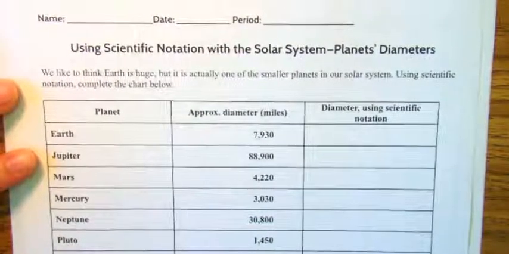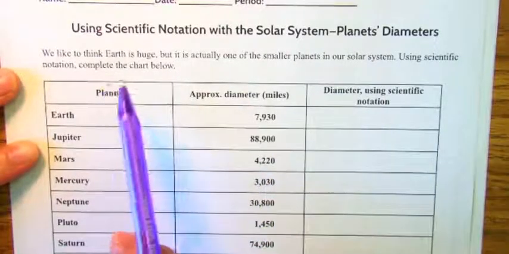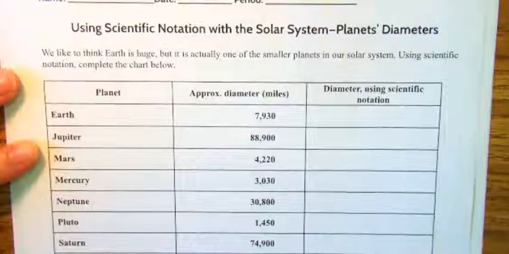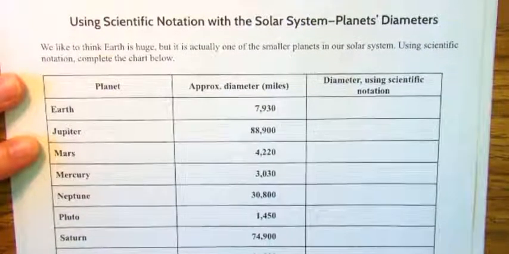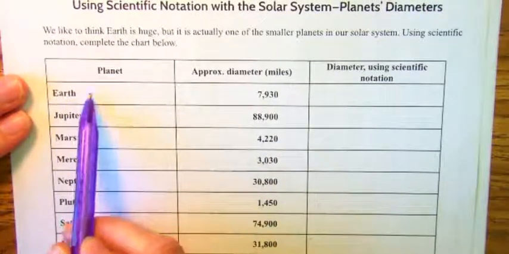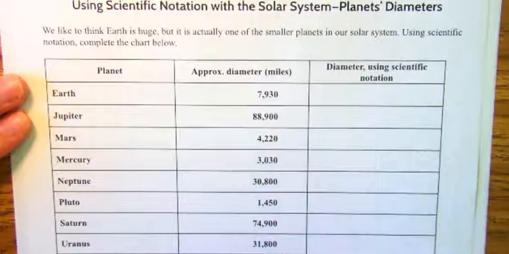Activity 5. This is the planets activity. What it's asking us to do, it says, we like to think Earth is huge, but it is actually one of the smaller planets in our solar system. Using scientific notation, complete the chart below. So they've given us the planets and the diameter, and then asked us to use scientific notation to write it.